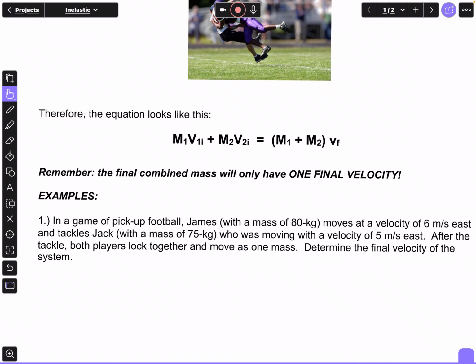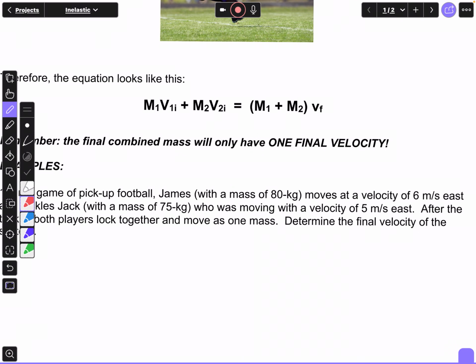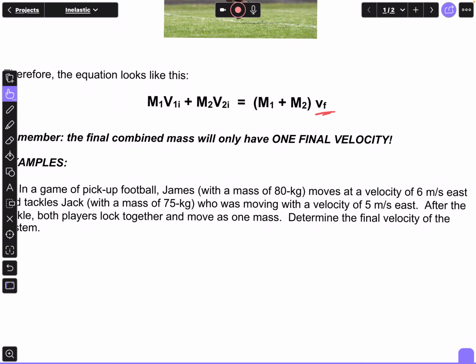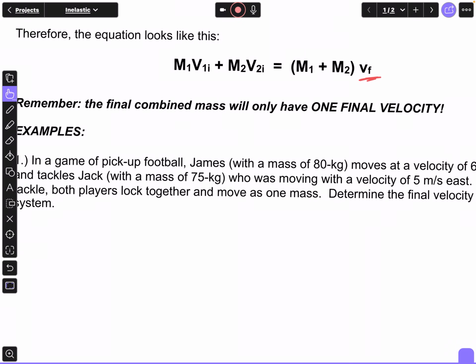So the equation is going to look like this right here. The left side of the equation is the same: M1 V1I, where M1 is your mass of the first object, V1I is your initial velocity of the first object, plus M2 V2I, where M2 is the mass of the second object and V2I is the initial velocity of the second object. The right side of the equation looks different though. We have M1 plus M2, which is mass 1 plus mass 2, and then our final velocity is just one, VF, because they're going to be moving with the same final velocity. And remember, the final combined mass will only have one final velocity.